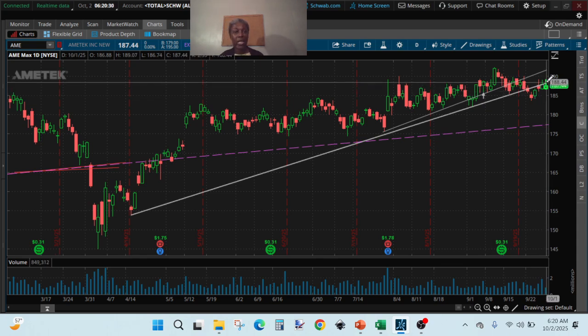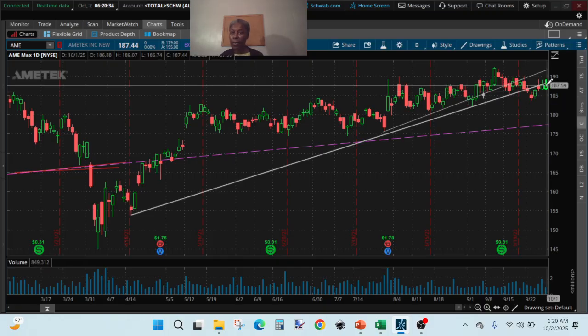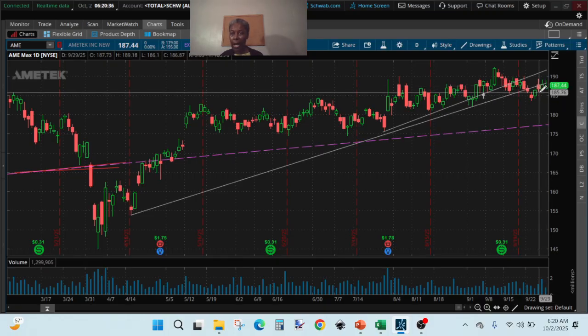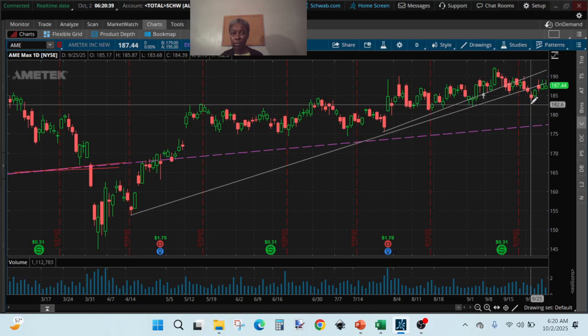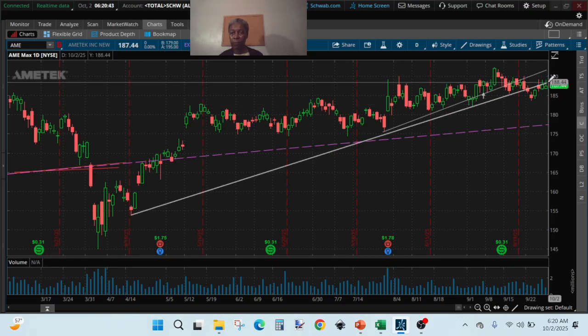So if today is a red bar, you don't buy it, and the next green bar, if that red bar is higher than this one and higher than this one, the next green bar you can buy, or if today is a green bar, you can buy as well.